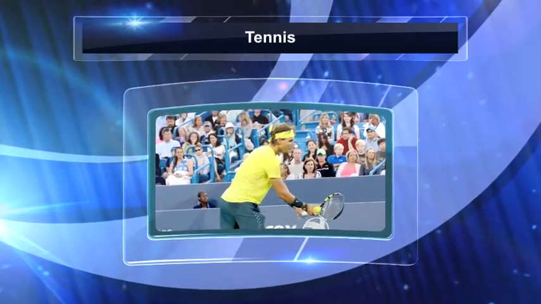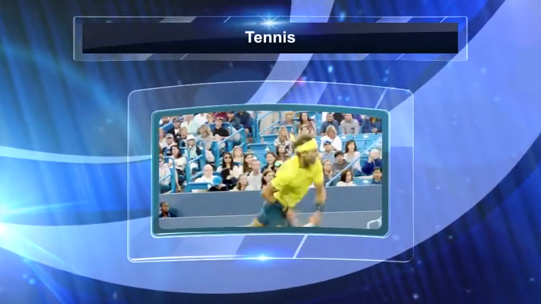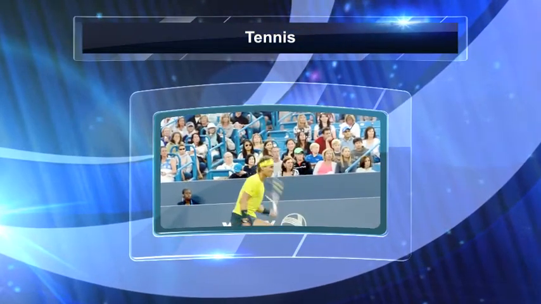Tennis is a popular sport in which players try to win by hitting the ball over the net so your opponent cannot hit it back.